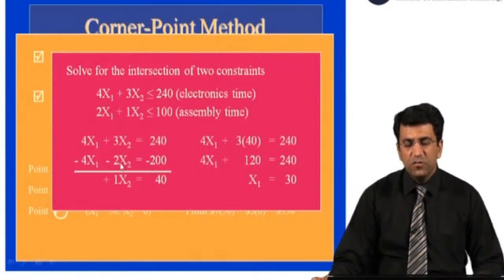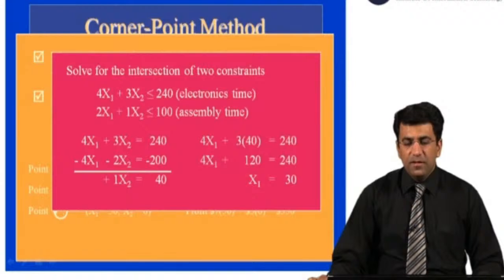Now 3x2 minus 2x2 is equal to 1x2, which is equal to 240 minus 200. This will be equal to 40. In this way we find the value of x2 is equal to 40. Now put this value of x2 either in this equation or in the second equation. We can get the value of x1. In this particular case we get the value of x1 as equal to 30.